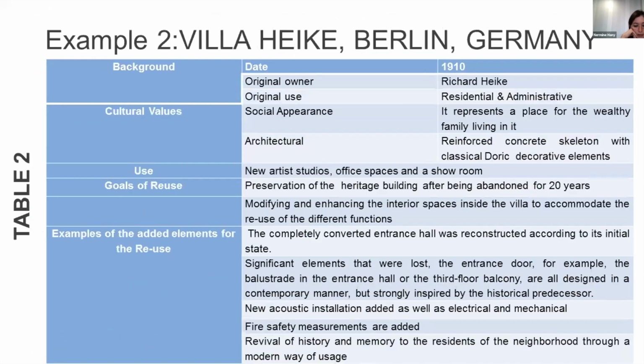We'll move on to the second example, which is Villa Heike in Berlin, Germany. Villa Heike is a listed building built in 1910 as a multifunctional building with a reinforced concrete skeleton.